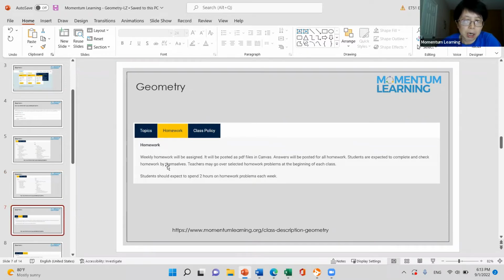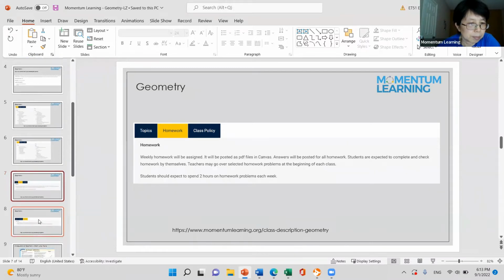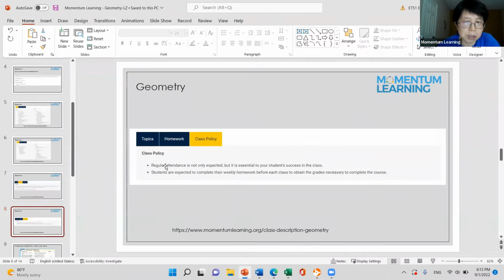That's the homework. We'll assign homework weekly. It will be posted as a PDF, and then we'll post the answers for all the homework. The students are expected to complete and check the homework by themselves. I'll take a look at all the students' work, and I probably will pick a few homework problems as a warm up at the beginning of the class.